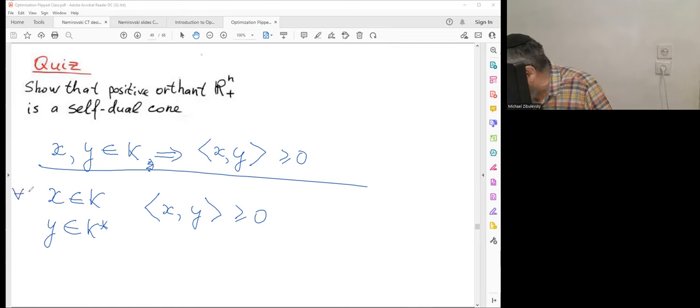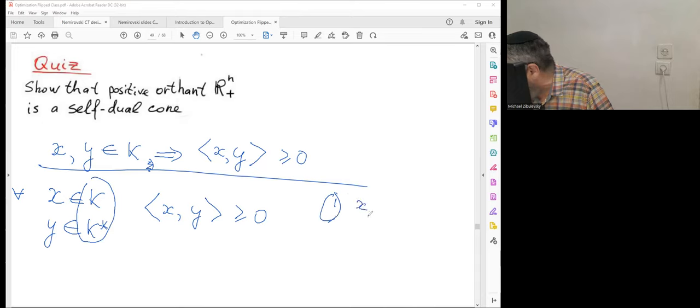You want to put it here, yes? For any x in a primal cone, if y belongs to the dual, this is right, yes. So this is the first statement, and in our case, K and K star should be the same. So this first statement we should prove, yes?